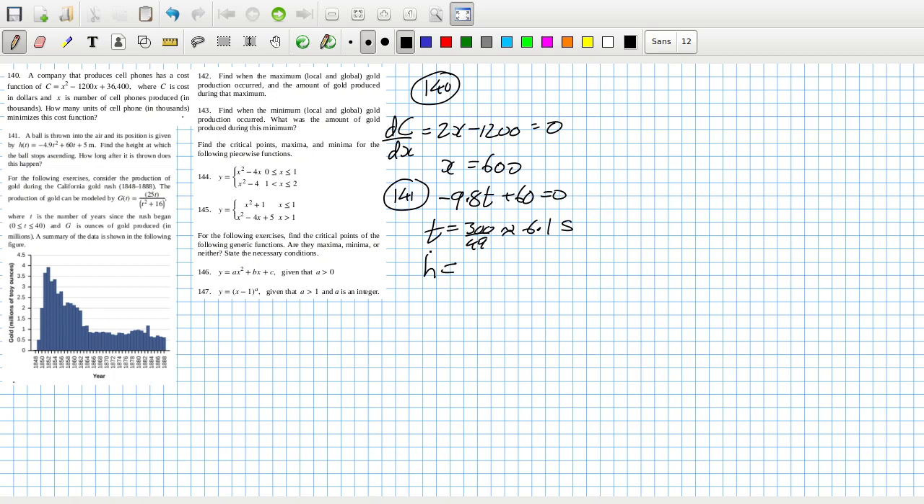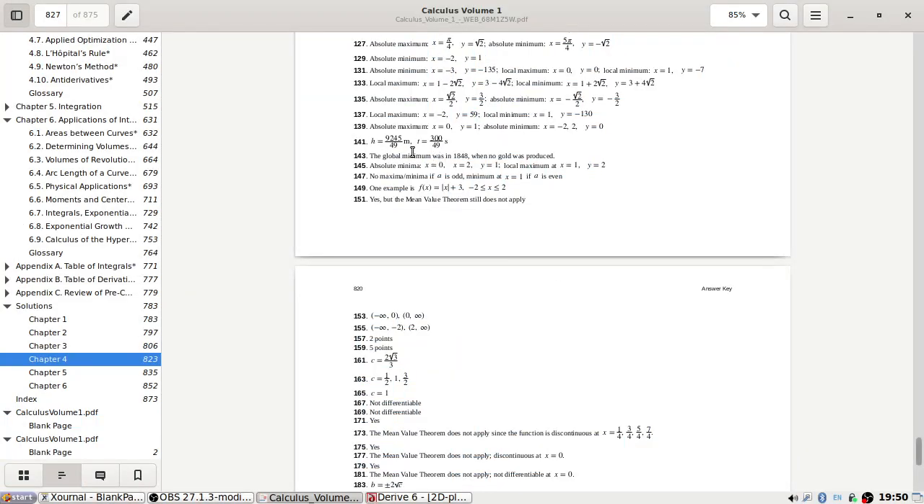So just by subbing that answer back in: minus 4.9 times the answer squared plus 60 times the answer plus 5. So that would be 9245 over 49. That seems a bit big. 188.7 meters, but it's correct.